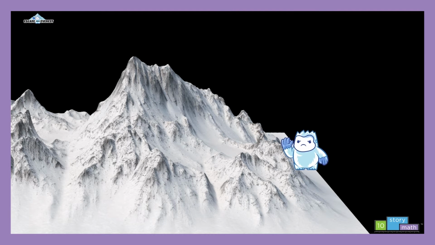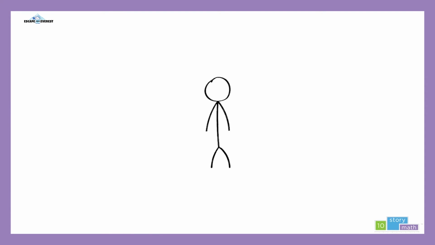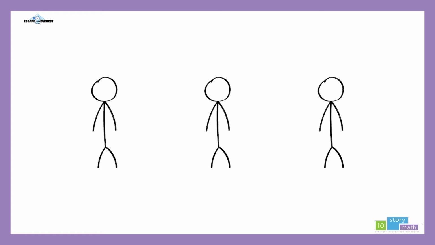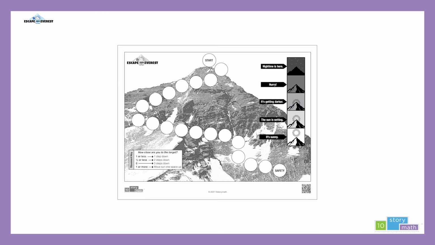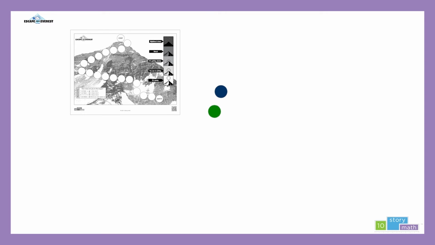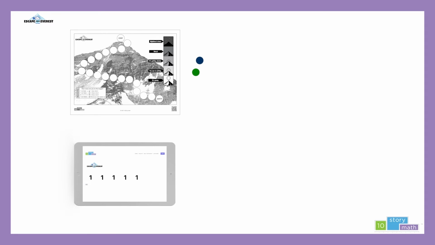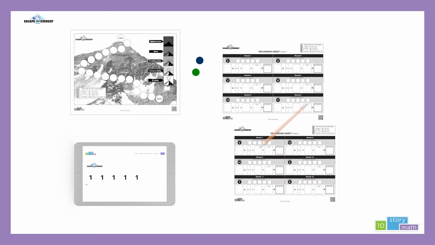Let's explore how to play Escape from Everest. Escape from Everest can be played by just one player or in a group with 2 or 3 players. Each group will need the Escape from Everest game board and 2 tokens or small classroom objects to use as game pieces. If you don't have any, you can just use scraps of paper. Each group will also need one device to access the number generator available on the website. Each player will need their own recording sheet and a pencil.